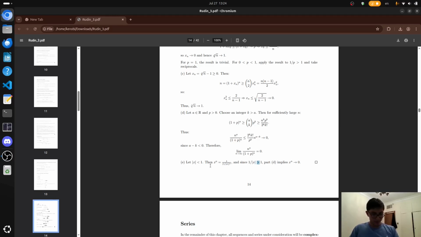And for the proof of E, just set alpha equals 0 for this section over here. So you're going to get 1 over 1 plus p to the n, and we know p is greater than 1, right? This is for p greater than 1. Sorry, for p greater than 0. So it is going to satisfy 1 over 1 plus p when p is greater than 0, which is the same thing as x when the absolute value of x is less than 1.